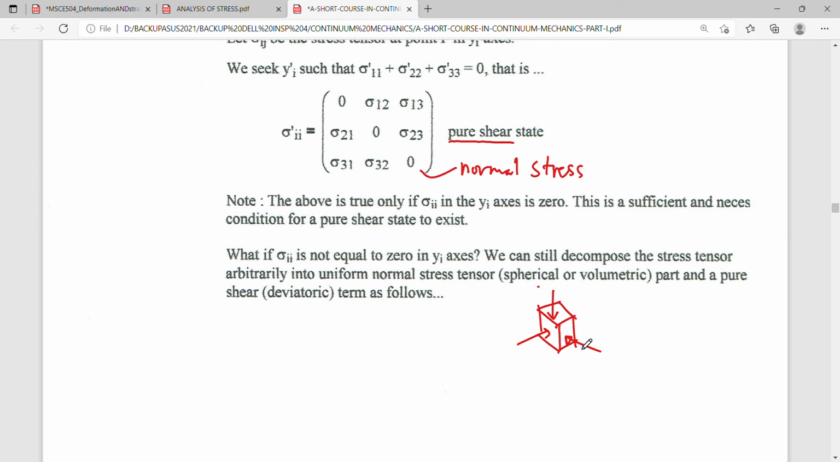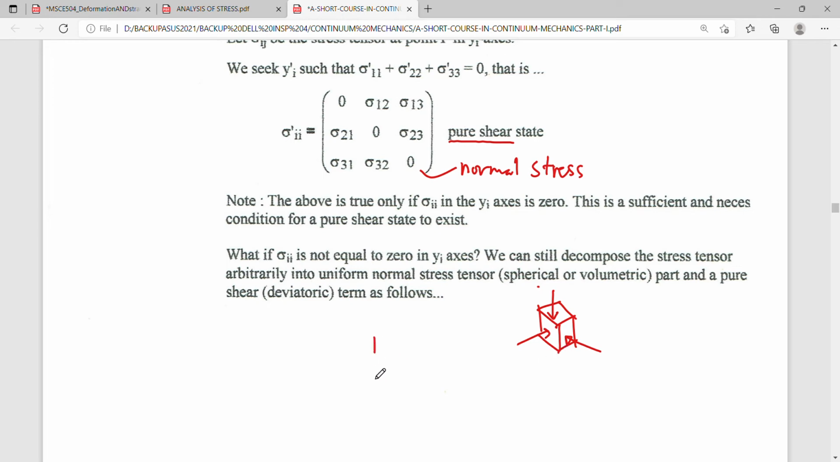And when you are in a pure shear state, which is deviatoric, it has nothing to do with the change in the volume, but rather it has something to do with the change in the angular rotation of your body or your cubical element, since the shear stresses are tangential stresses at the surface.